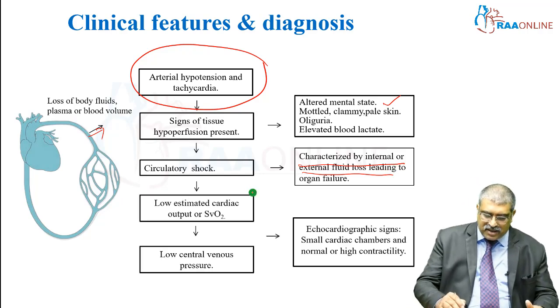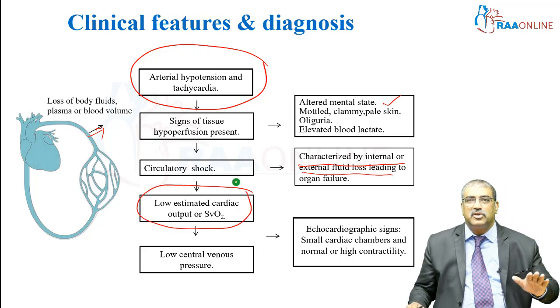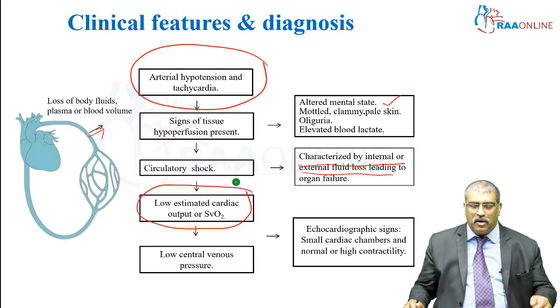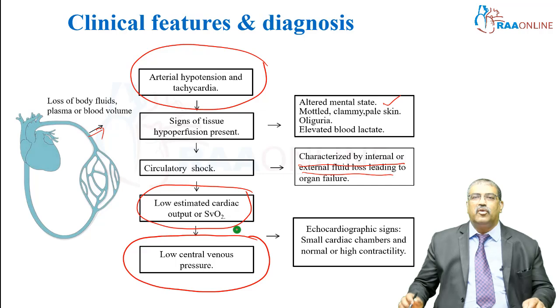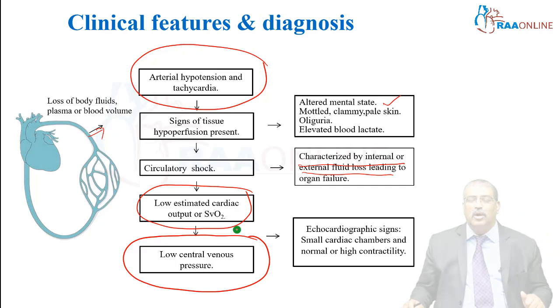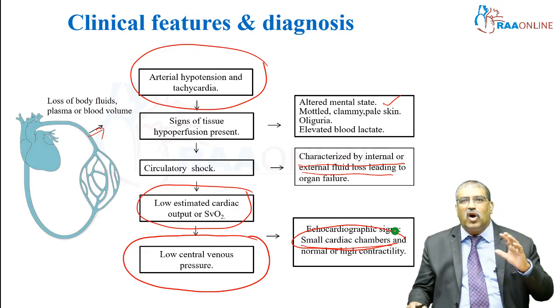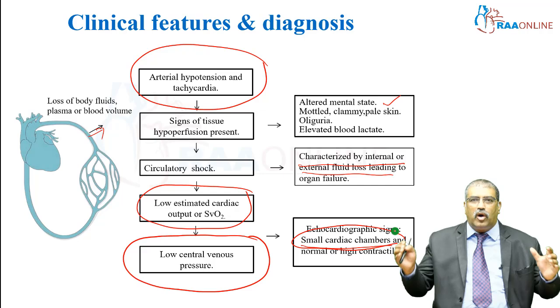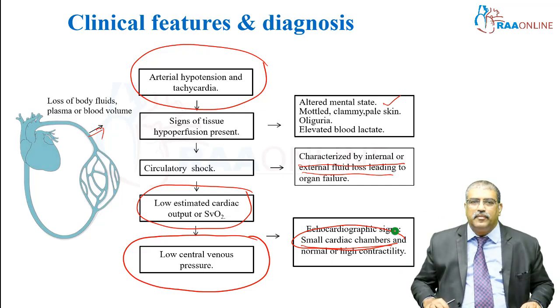Here, the central venous oxygen saturation is going to be low and your cardiac output is also low because the volume is lost. The most important thing is, because of hypovolemia, your central venous pressure is low. The echocardiogram will show small cardiac chambers with normal or high contractility. The volume in the heart is less and there will be kissing ventricles.